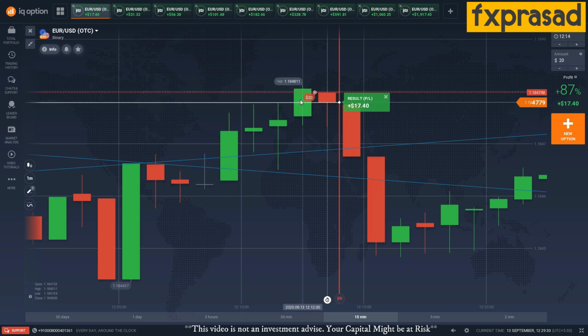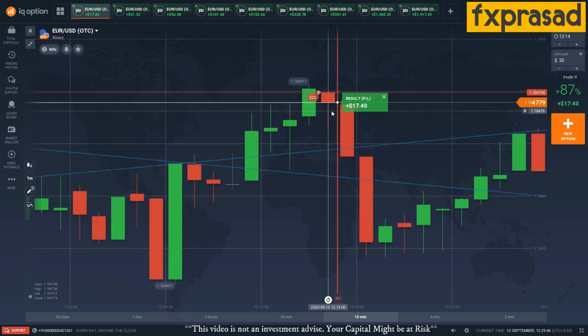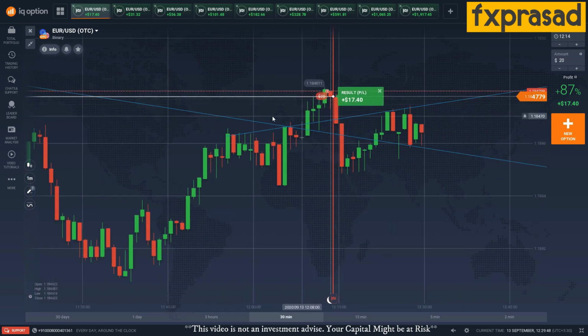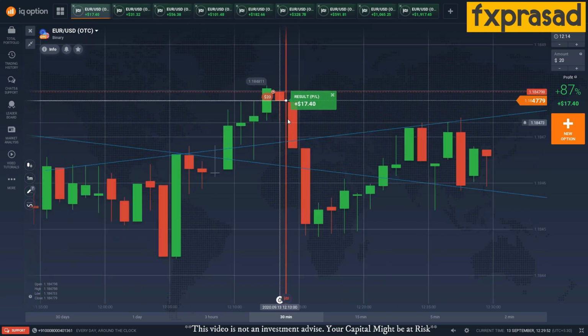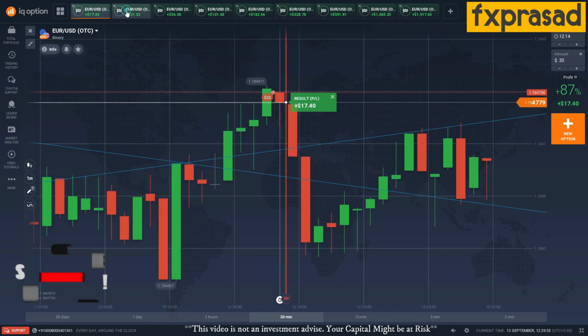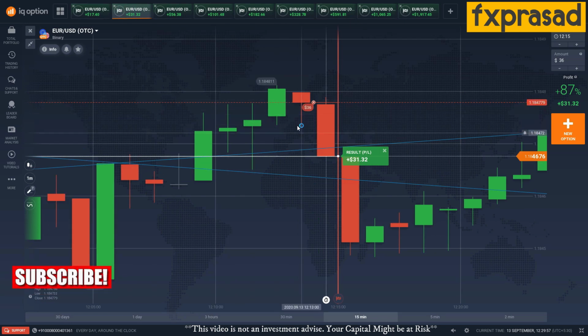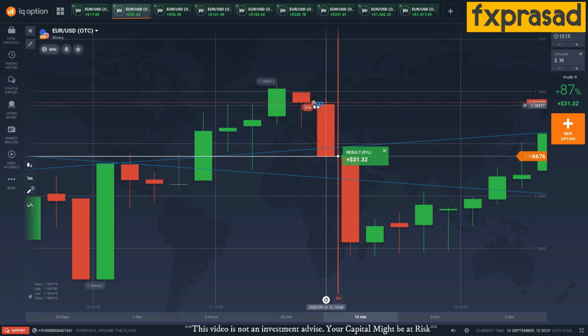Now my first trade is $20, and I placed $20 and won $17.40, 87%. My first trade was a down trade. I saw the resistance level, and I placed a put here. I won this, and my second trade continued. Again I placed a put, a continuation with the other candle.